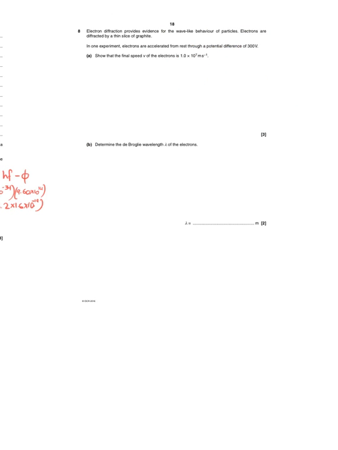Question 8 of, once again, the 2016 paper has to do with electron diffraction. So as soon as you see that, you should be aware of wave-particle duality. It says it provides evidence for the wave-like behavior of particles. Electrons are diffracted by a thin slice of graphite. In one experiment, electrons are accelerated from rest through a potential difference of 300 volts, so that the final speed of electrons is 1 times 10 to the 7 meters per second.